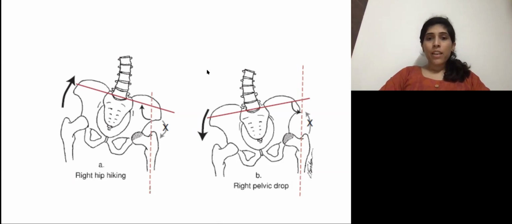Okay, then next we have the right pelvic drop. So here this right extremity is going for the pelvic drop, and the angle between this ASIS line and the femur is getting decreased. So here adduction movement is occurring.